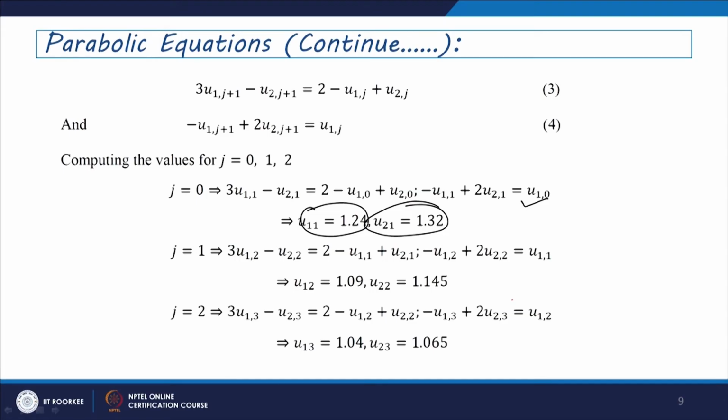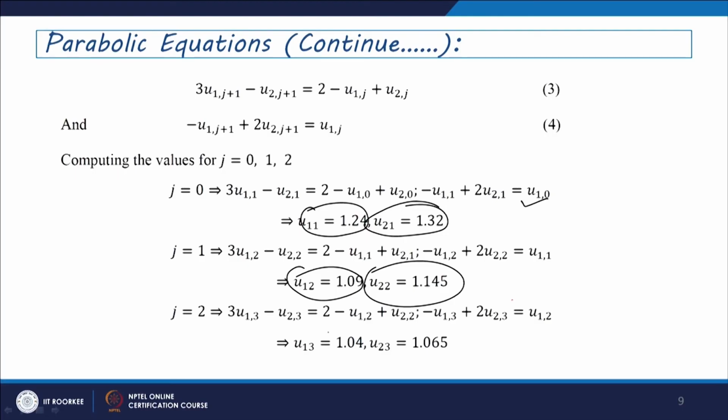Similarly, if you put j equals 1 here, then we find 3 u12 minus u22 equals 2 minus u11 plus u21, and the other one as minus u12 plus 2 u22 equals u11. If you solve these two equations together, then we get u12 as 1.09 and u22 equals 1.145 here.